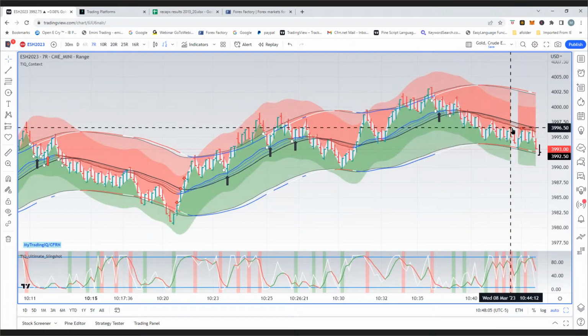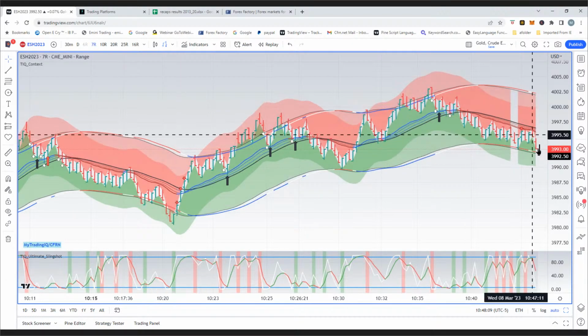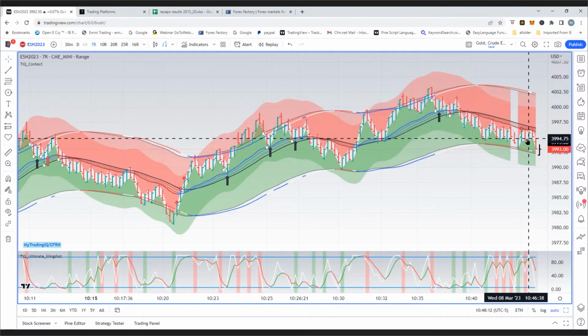If you know what the top of the bar is, you know what the bottom of the bar is. These bars are all 7 ticks high. Every one of these bars is 7 ticks high. If you know what the top is, you know what the bottom is going to be.